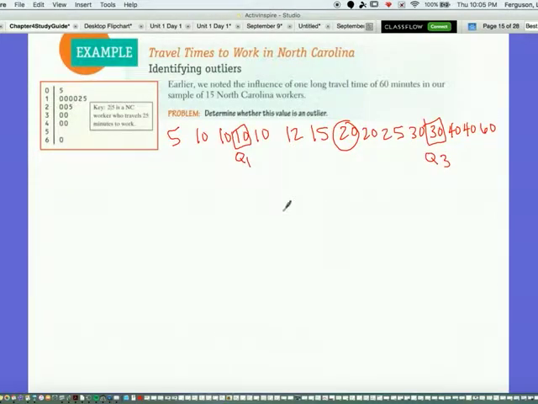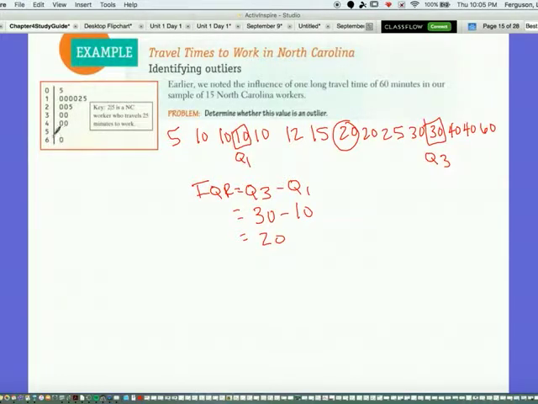All right, so I need to find my IQR. To find my IQR, I'm going to say Q3 minus Q1. I know that Q3 is 30. I'm going to subtract Q1, which is 10, and that gives me an IQR of 20. Now I'm going to check and see if this 60 is an outlier.